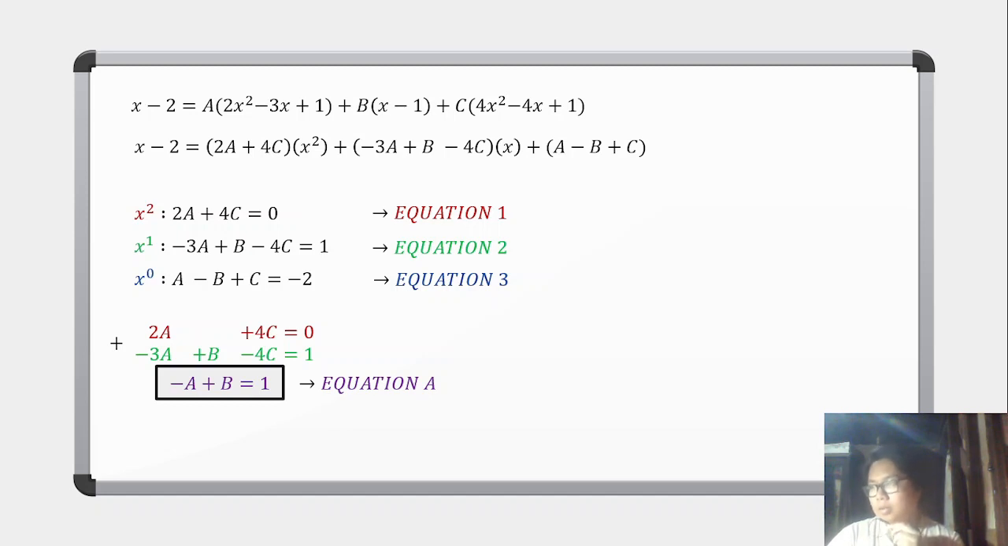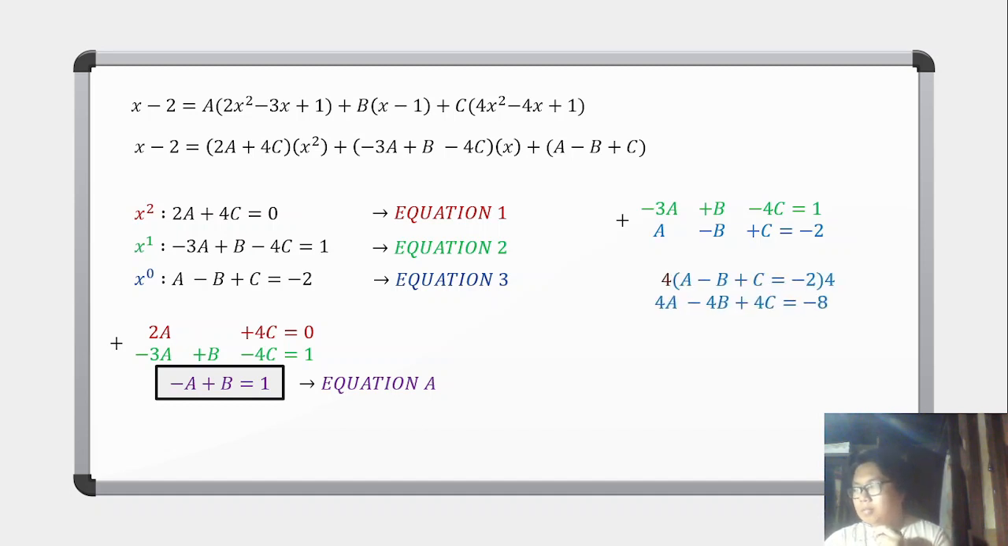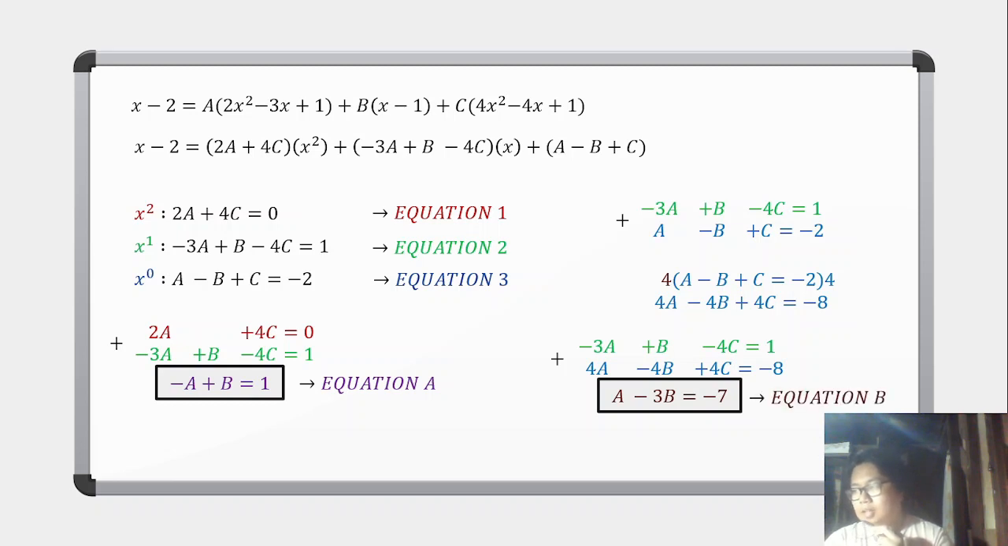Next we're going to add equation 2 and equation 3. But in this case, I'm going to multiply equation 3 by 4 so that the C here would cancel out. Multiplying this, we're left with 4A - 4B + 4C = -8. Adding equation 2 and our new equation 3, we have -3A + B - 4C = 1 plus 4A - 4B + 4C = -8, and that will be equal to A - 3B = -7. Let's call this equation B.